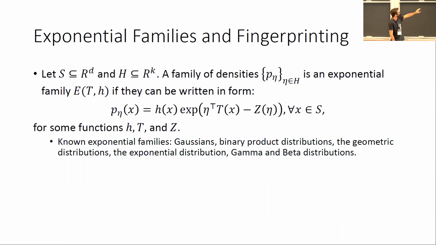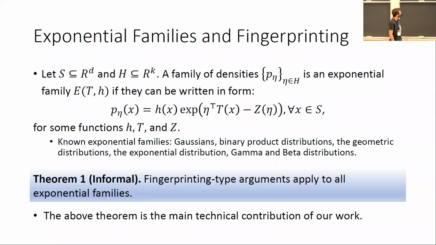Exponential families are important because they capture many fundamental distributions one learns in an introductory probability and statistics course, like Gaussians, binary product distributions, the geometric distribution, the exponential distribution, gamma and beta distributions, et cetera. As I said previously, the main technical contribution of our work was that we showed that fingerprinting-type arguments can apply to all exponential families.